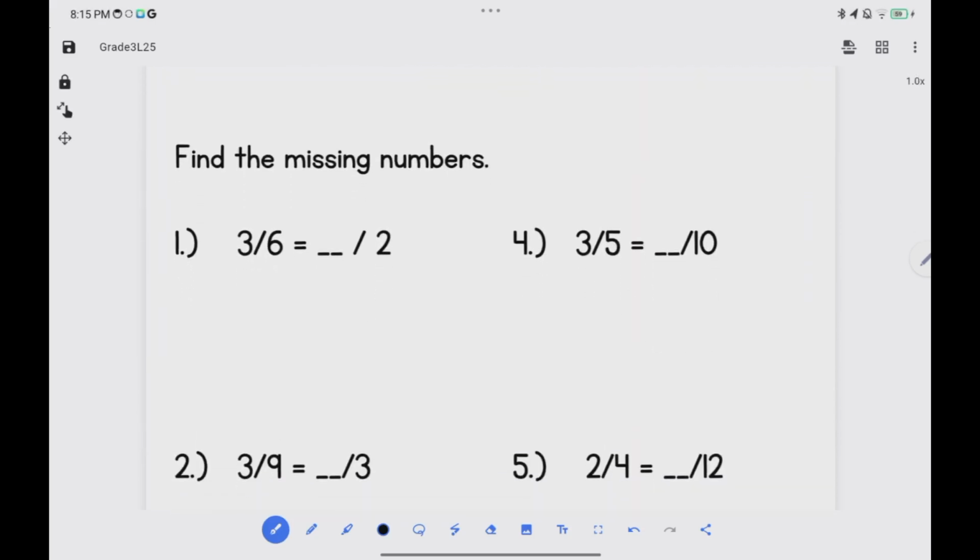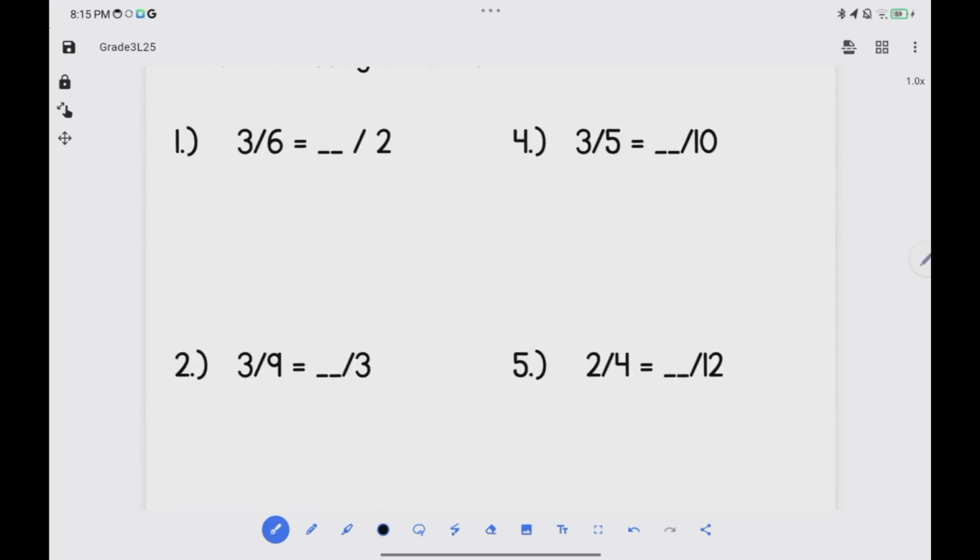Alright, find the missing numbers. The way you solve these problems is that whatever you do to one of these numbers, if you do something to the top number, you do it to the bottom number. If you multiply the top number by something, you multiply the bottom number by something. If you divide the top by something, you divide the bottom by something, and vice versa. Basically, multiply or divide both top and bottom.